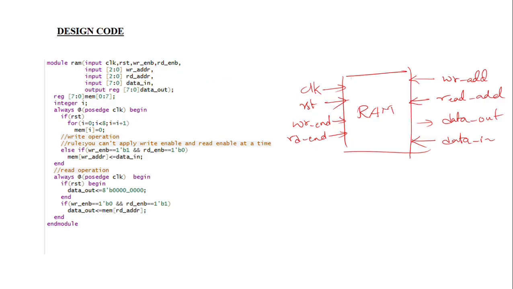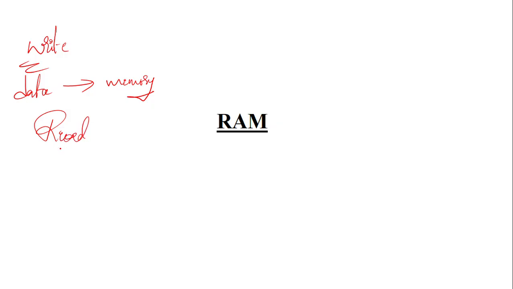In RAM, we are going to do the write operation and read operation. What is done in the write operation? The data should be written inside the memory. That is the write operation. What is the read operation? Read operation means the content which is inside the memory, what we wrote inside the memory, should be taken out of the memory. If you want the data from the memory, you can take it out. That is the read operation.